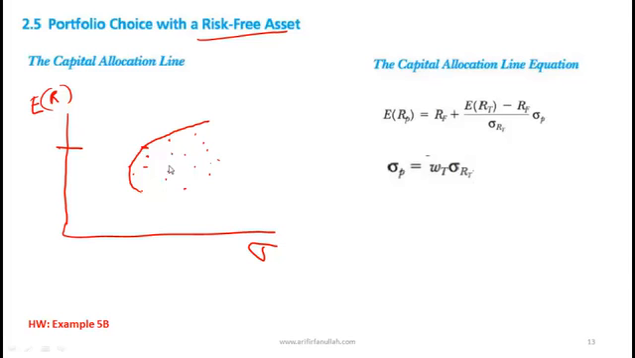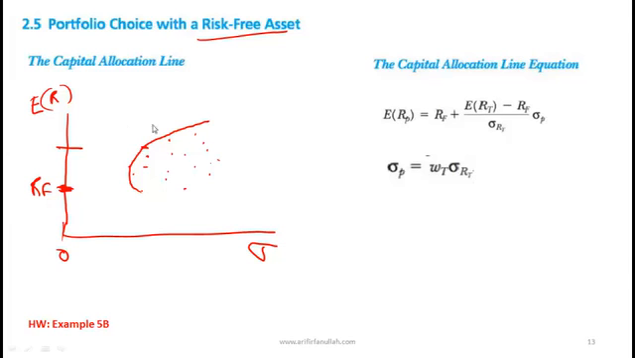Next, let's say that you relax the assumption about not having a risk-free asset. If you have a risk-free asset, let's say a government T-bill, where will that plot? It will plot right here. What's this rate? It's the risk-free rate. And what does this point represent? Zero risk. So let's say this is your T-bill.